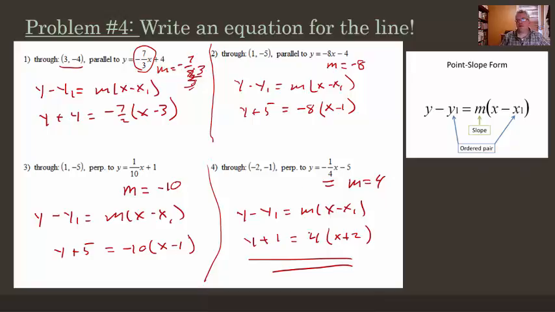So on this page, we could have solved all of them for y. We didn't. We just want to focus on, right now, just getting the starting equation correct and using the right slope. So parallel lines have equal slopes. Perpendicular lines have opposite reciprocal slopes.